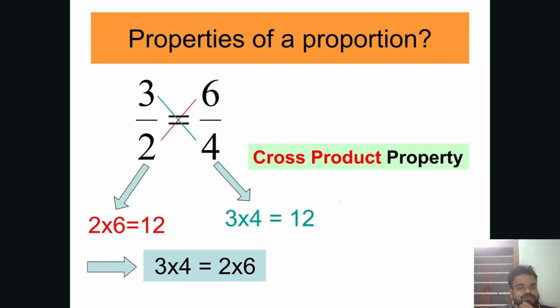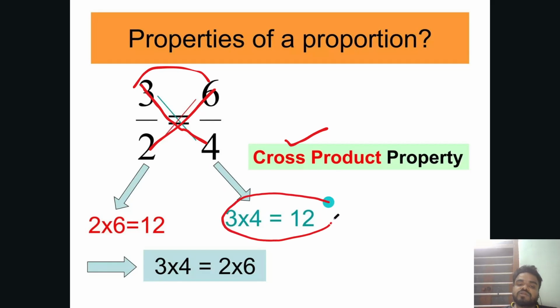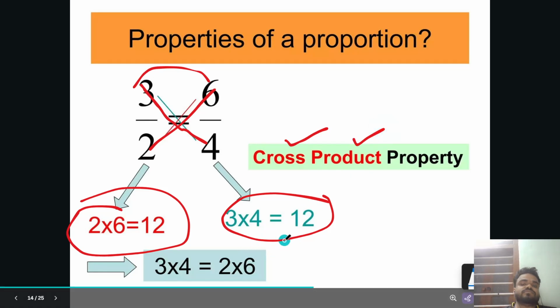Properties of proportion. What are all the properties of proportions? First, learn the cross product property. What is that? When you equate two ratios, if you write equals or "is to" in between two ratios, and you multiply this numerator into this denominator, and this numerator into this denominator, the product will be the same. That means 3 into 4 is equal to 12 and 2 into 6 is also equal to 12. Both are the same. It tells the cross product property.